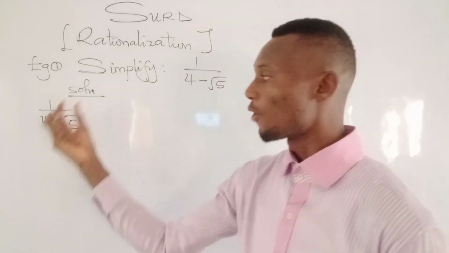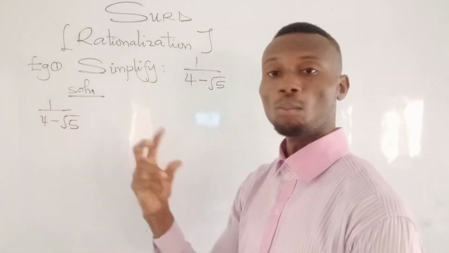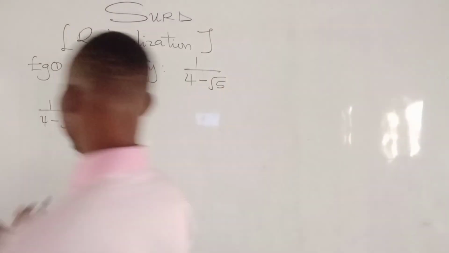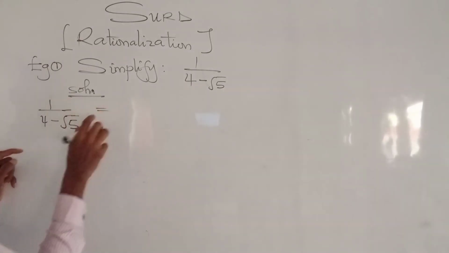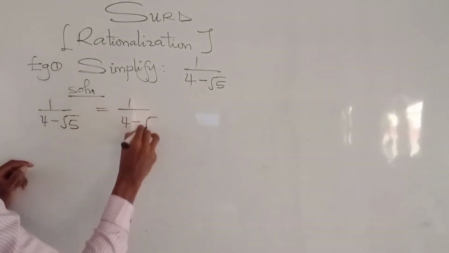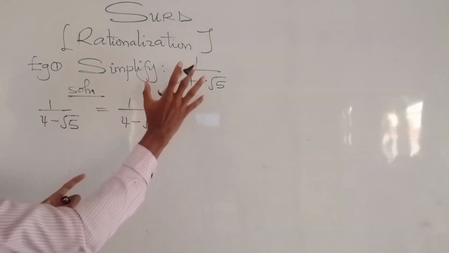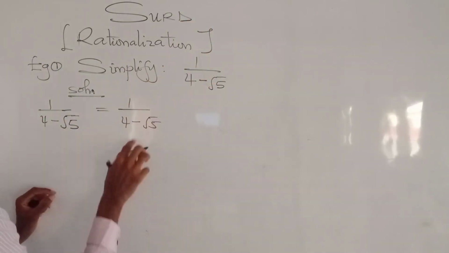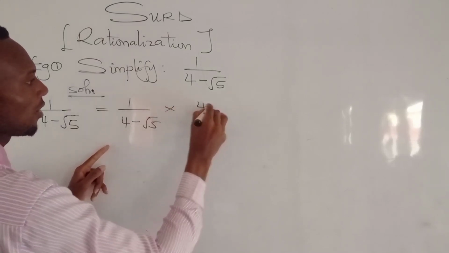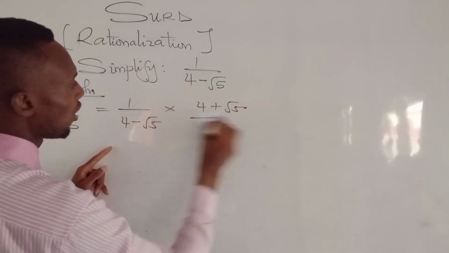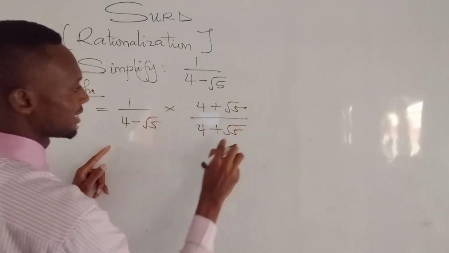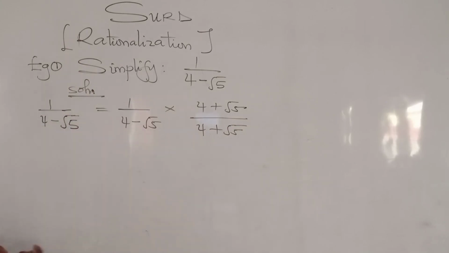So we are going to use 4 plus root 5 to multiply both the numerator and the denominator of that same fraction. Let's go ahead and do it. I'm going to write my equal sign, then I'll repeat my 1 over 4 minus root 5. Then we multiply both the numerator and the denominator by the conjugate of this denominator. So it's going to be times 4 plus root 5 all over 4 plus root 5. This is how to handle it. Now let's do the multiplication.